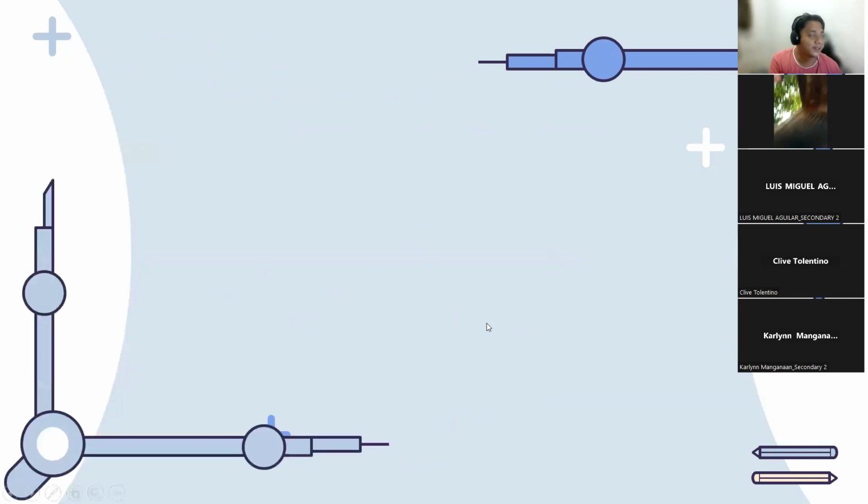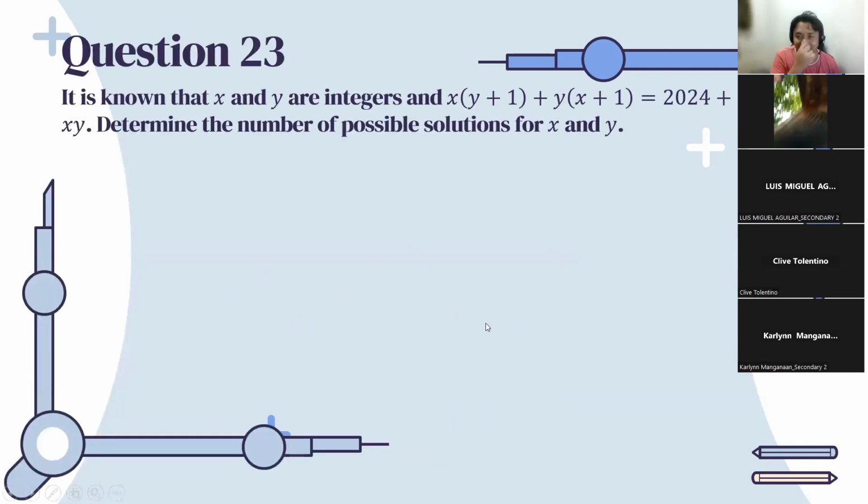Anyways, let's proceed to number 23. It is known that x and y are integers and x times (y plus 1) plus y times (x plus 1) is equal to 2024 plus xy. Determine the number of possible solutions for x and y.